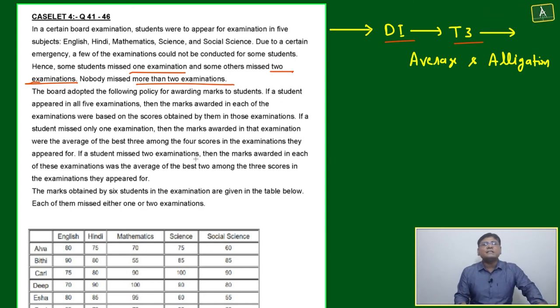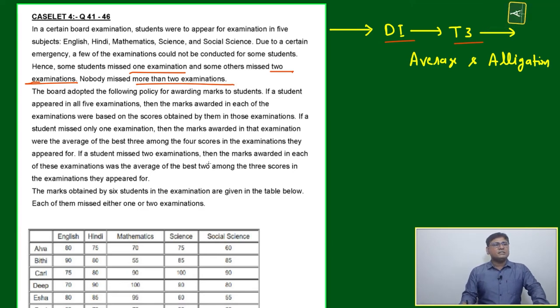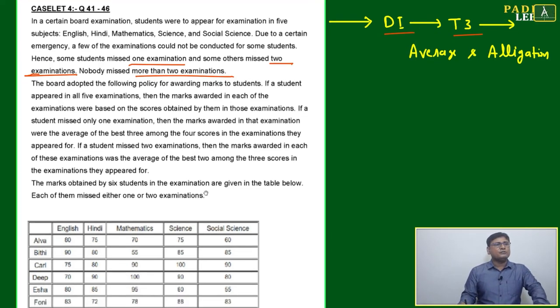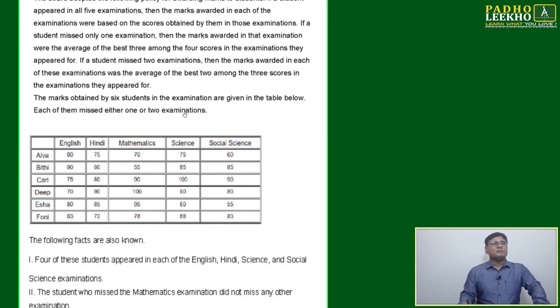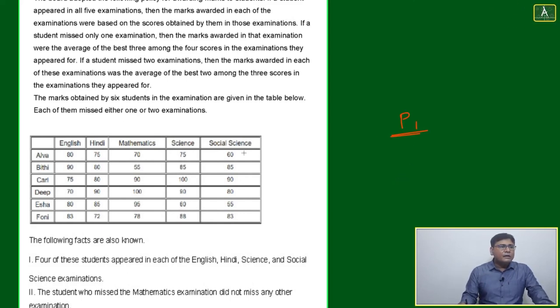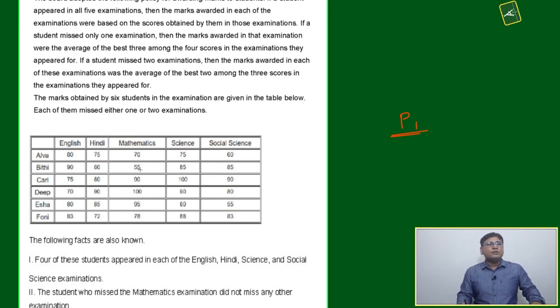These points make the questions much easier to solve. The board adopted the following policy for this. It's not very important, but you have to go through it, because maybe you will get some data. Why have we picked this for P1? The reason is that all the data has been given. You only have to understand, or mentally analyze, which score is the average of another 3, or which 2 numbers can be the average of the remaining 2 highest numbers. This is all you have to do.